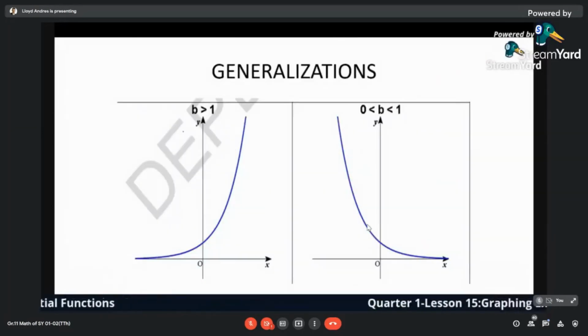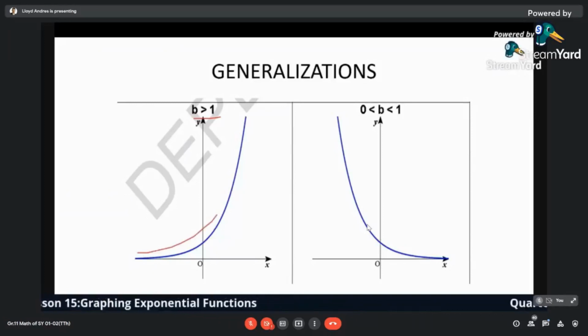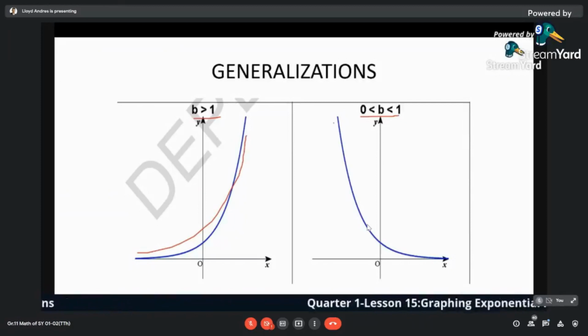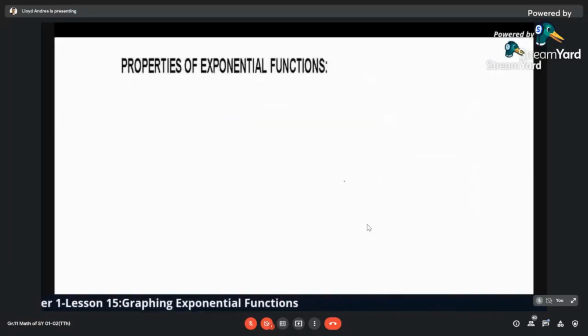So, this is the generalization. When your base is greater than 1, the graph goes up from left to right. When the base is between 0 and 1, it goes down from left to right. Next, we will discuss some properties of exponential functions.